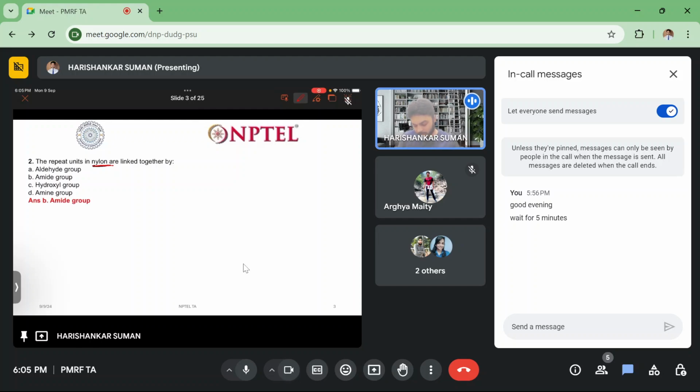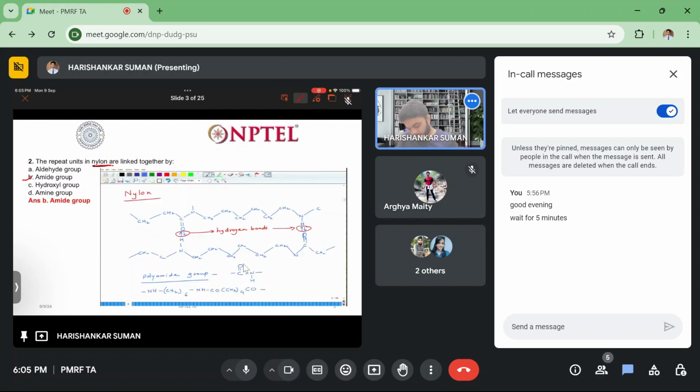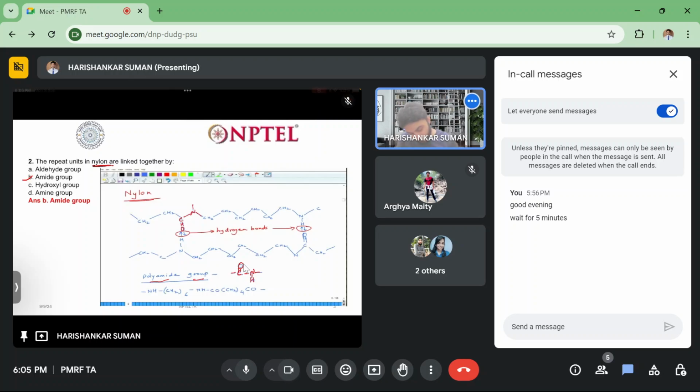So let's see the answer. Amide group, and you can see the nylon structure. This is a polyamide group: C double bond O and H, and you can see C double bond O, NH. So this is the repeat unit for amide. Nylon has an amide group, and between chains there is hydrogen bonding.